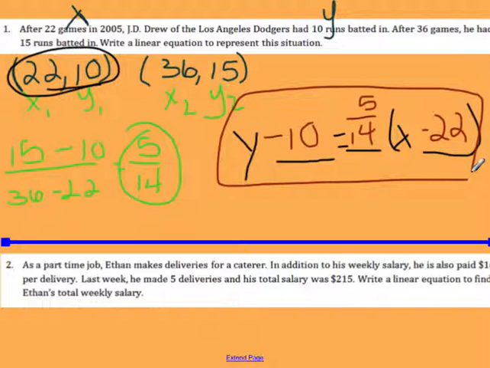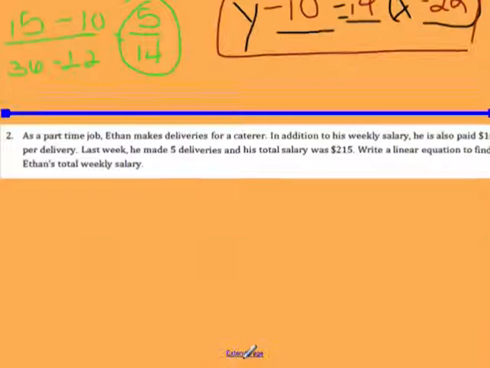So this is all I want from you right now. That is a linear equation representing what happened for J.D. Drew of the Los Angeles Dodgers. If you wanted to graph it, you would have to solve this equation for y. But for what we're doing today, this answer is perfectly fine.